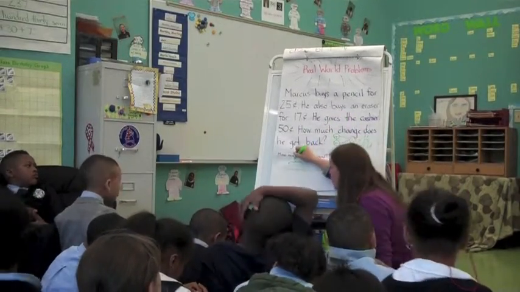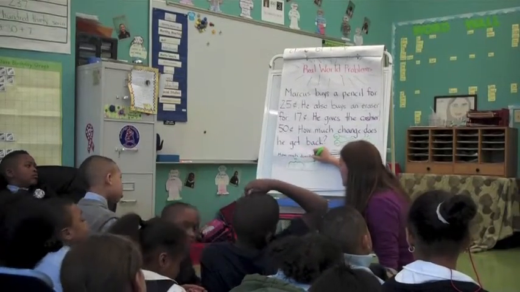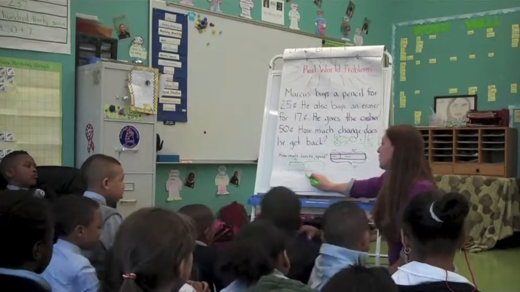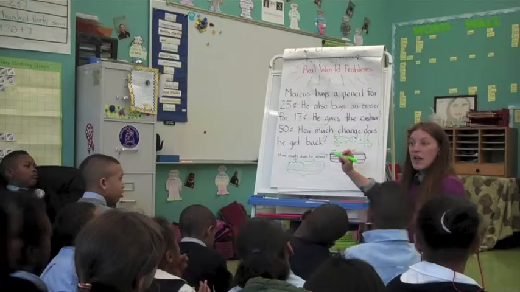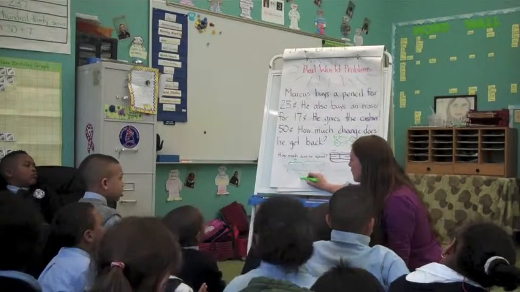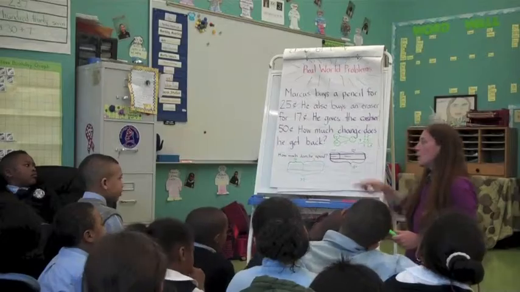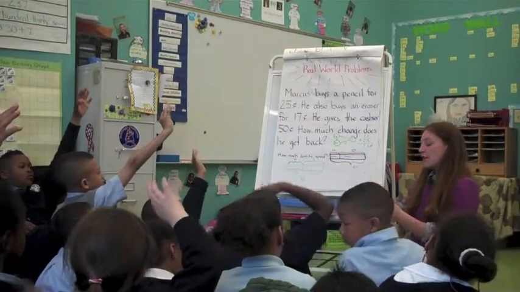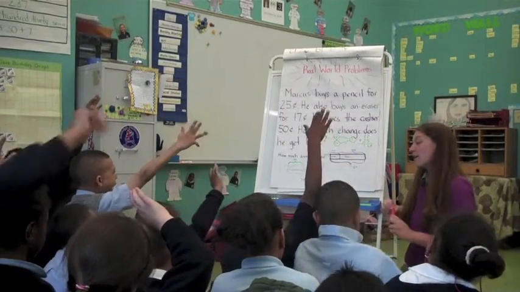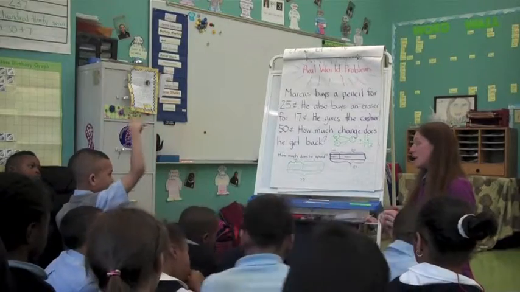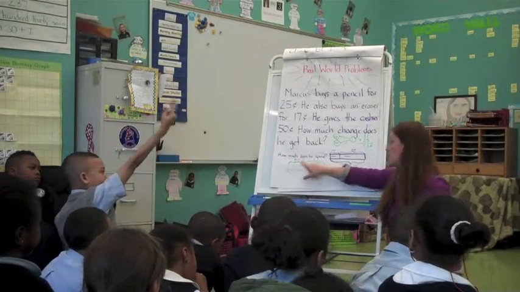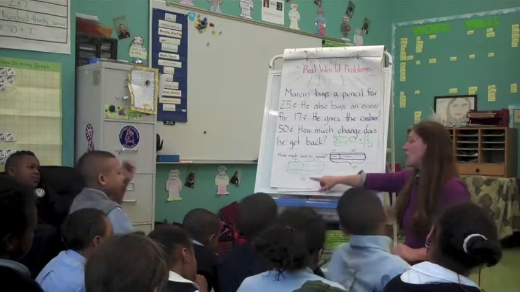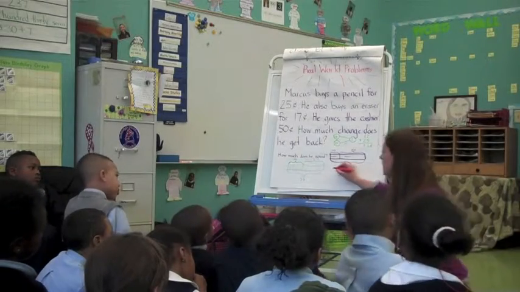42 cents. He spent 42 cents. This is how much he gets back. And this is how much he gave the cashier. So he gave the cashier 50 cents. What's the easiest way to solve this problem? Brianna? By subtracting, right? This is how much he spent altogether, right? We just solved for that. So now we have to see how much change he gets back. So he gives them 50 cents.